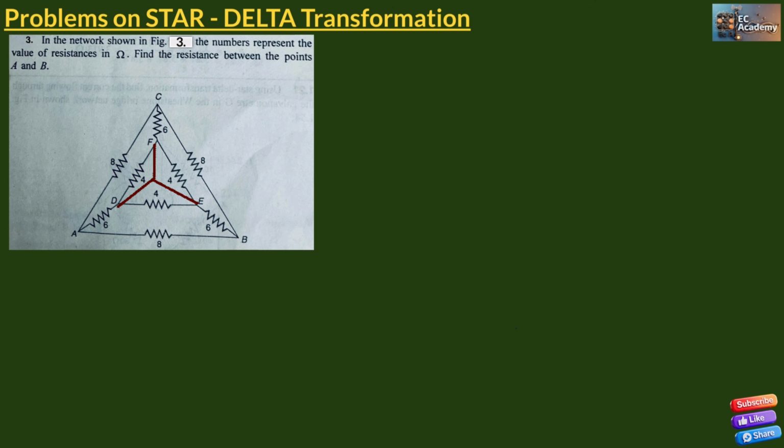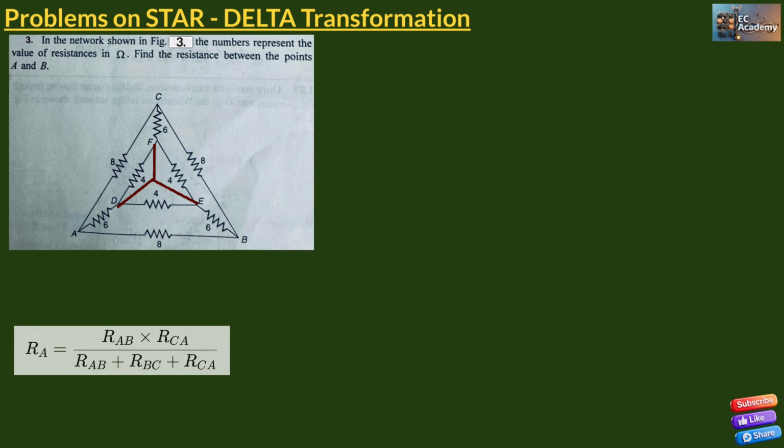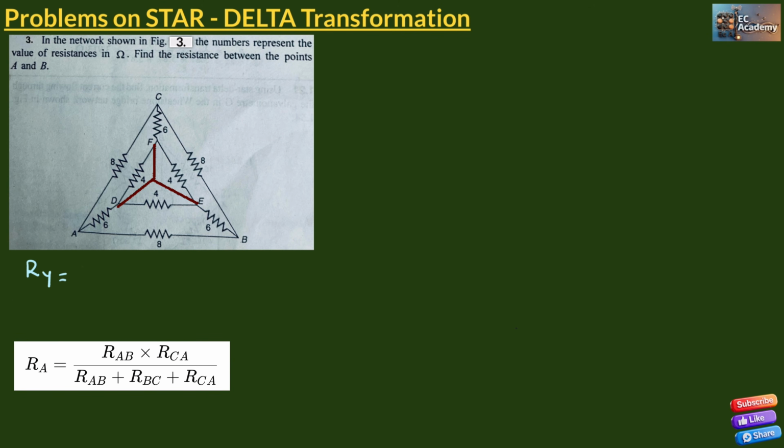Since the resistors are the same, if you find the equivalent resistance for one branch, you can use the same value for the other branches in the star network. So the equivalent star resistance value can be written as Ry equal to 4 into 4 divided by 4 plus 4 plus 4. So this can be written as 1.33 ohm. So 1.33 ohm is the equivalent star network resistance for this inner delta connection.